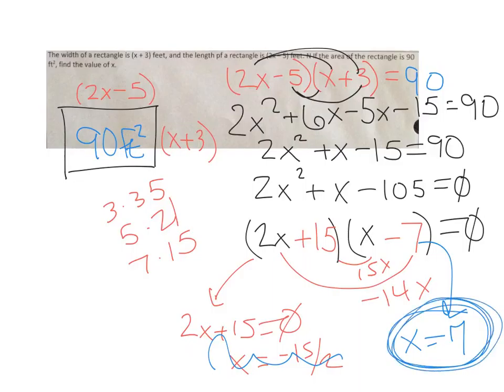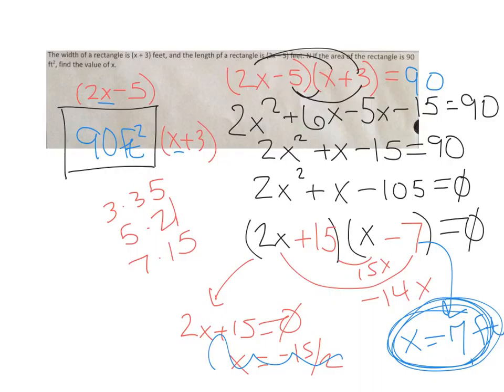7 what? Feet, okay. So it just asks me to find the value of x. x equals 7 feet. Okay. What if it asks me to find my length and my width? I would take 7 and I would plug it in, right? We don't have time for it, so I'm not going to do it right now. I want to at least, at a minimum, show you the setup of the next one, okay?